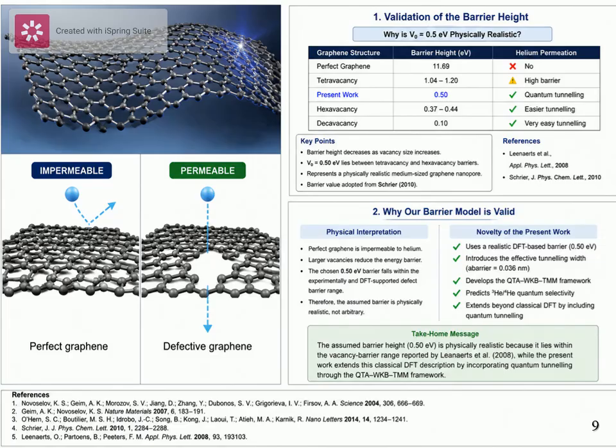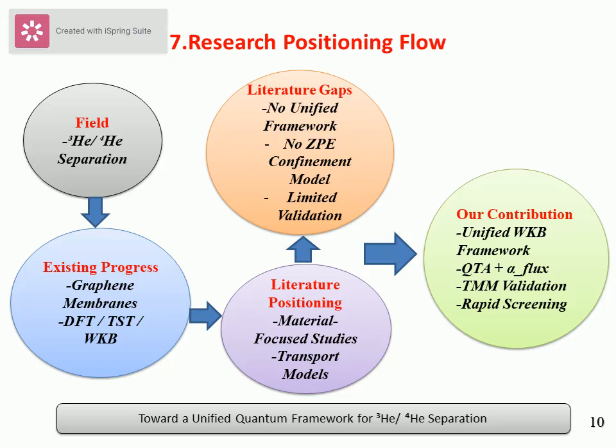Now, let's talk about our barrier height. We have chosen 0.5 electron volts. But is this realistic? Yes, let me show you why. Perfect graphene is 11.7 electron volts, tetravacant 1 electron volt, hexavacant 0.4 electron volts. So our value matches literature. Then we add quantum tunneling through the QTA, WKB and TMM model. That is our novelty.